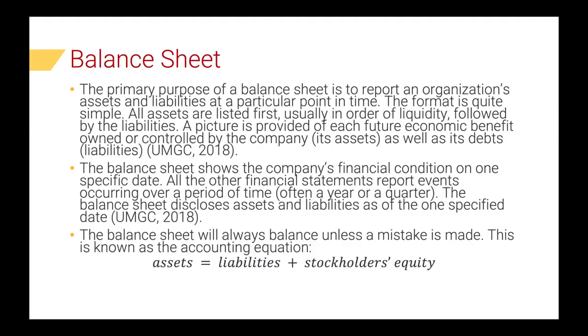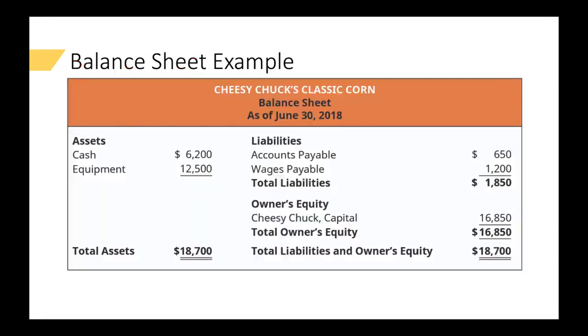All other financial statements report events occurring over a period of time, such as a year or a quarter. But the balance sheet discloses assets and liabilities as of the one specified date. The balance sheet will always balance unless a mistake is made. The equation for your balance sheet is assets equals liabilities plus stockholders' equity.